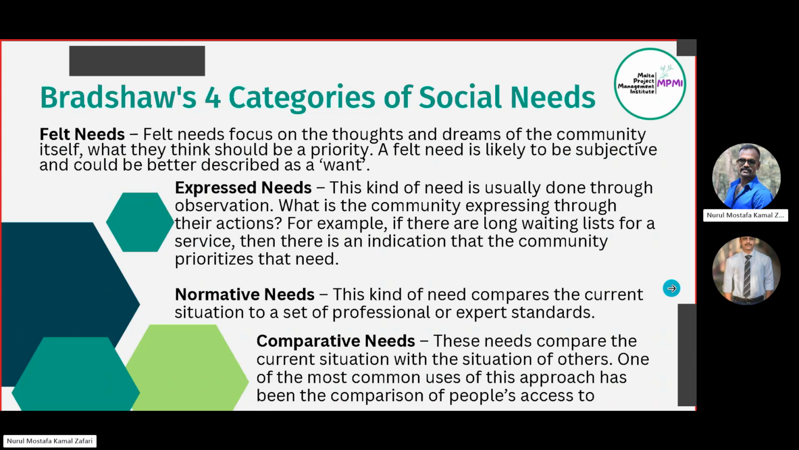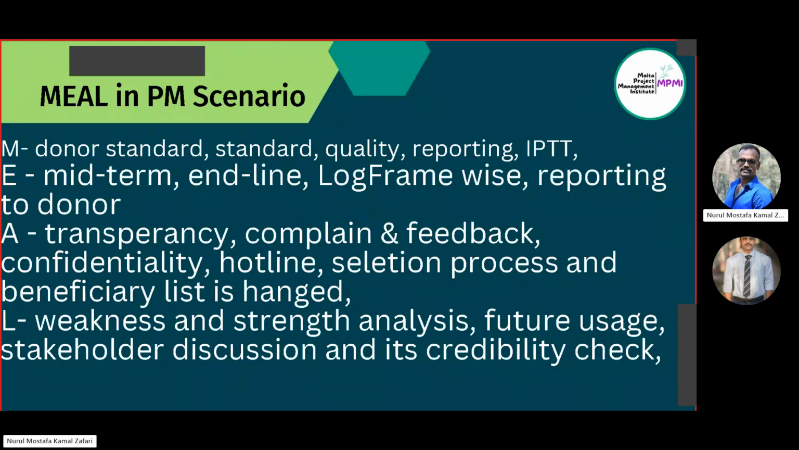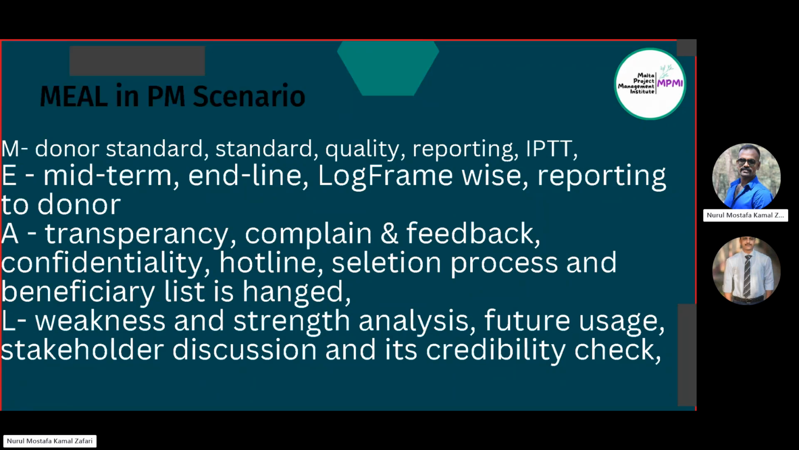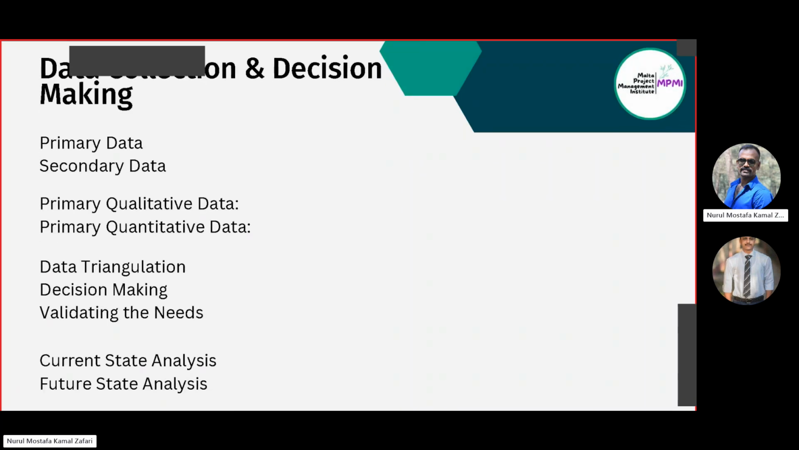Okay, so let's move ahead to the next slide. We talked about mail. I think we should not spend more time on mail now. Then data collection and decision making. During needs assessment and during this first phase, we need to have enough data to make decisions, to conclude to a decision that we can take a project or not.